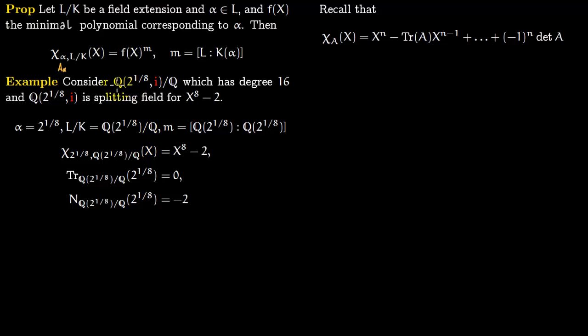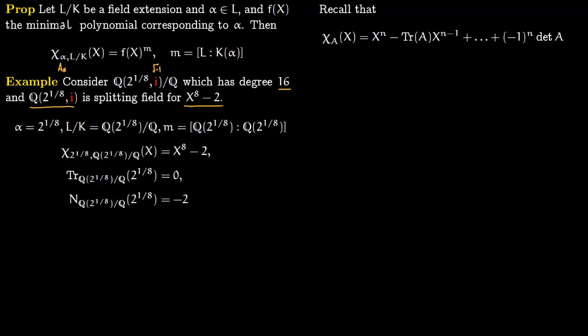So now let us consider this field extension which has 2 to the 1/8 and this complex i, which is square root of -1, adjoined to rationals over rationals. Now this will have degree 16. You first adjoin this square root of -1, which will be degree 2, and then you adjoin 2 to the 1/8, which will have degree 8. So 2 times 8 will give you 16. Now this is precisely the splitting field for this polynomial x to the 8 minus 2.